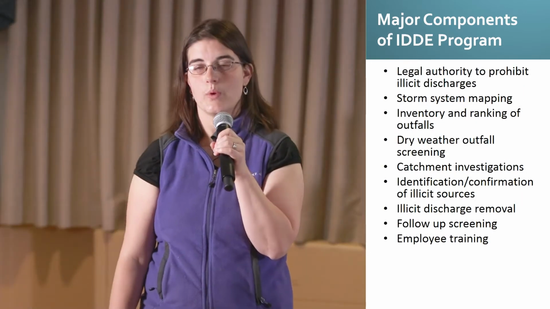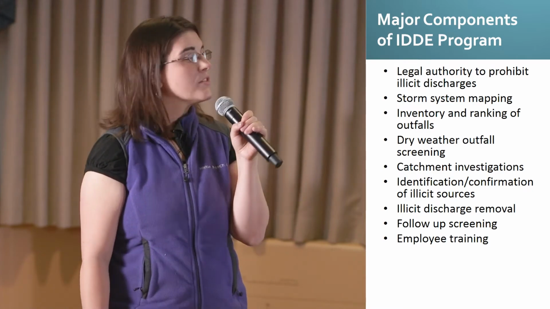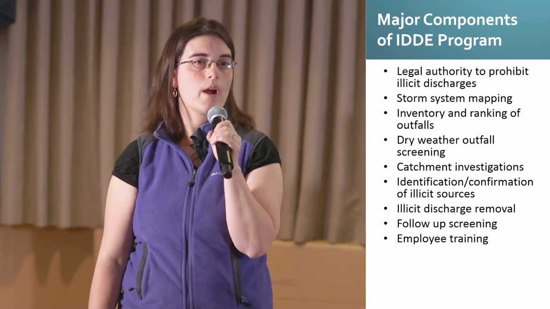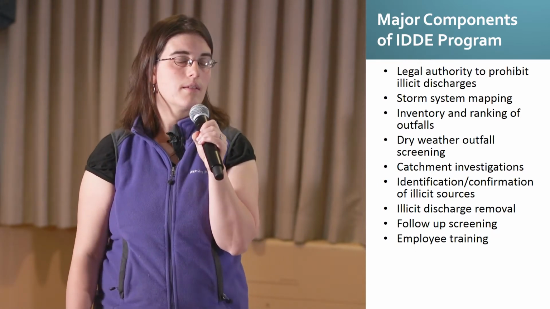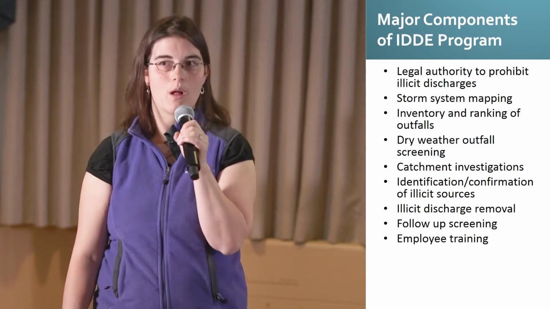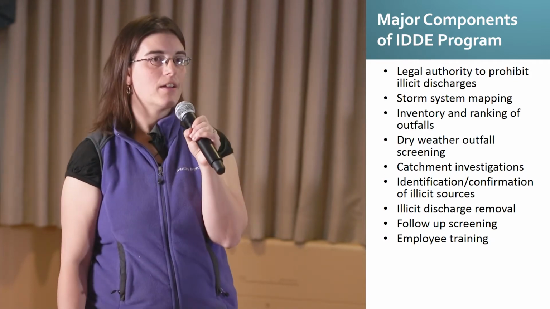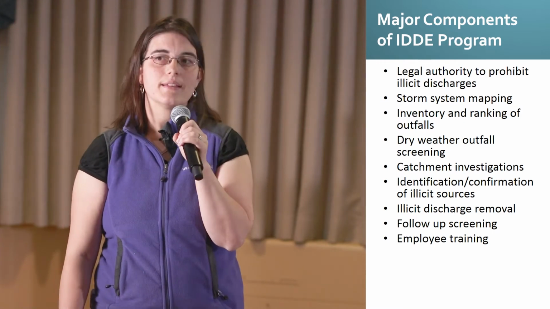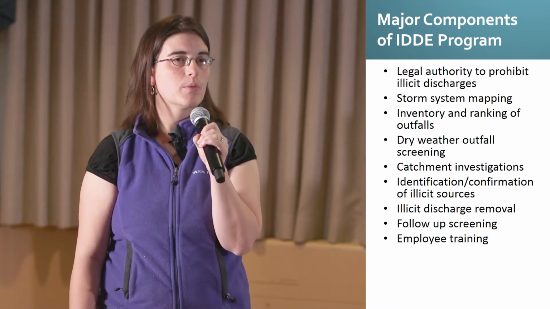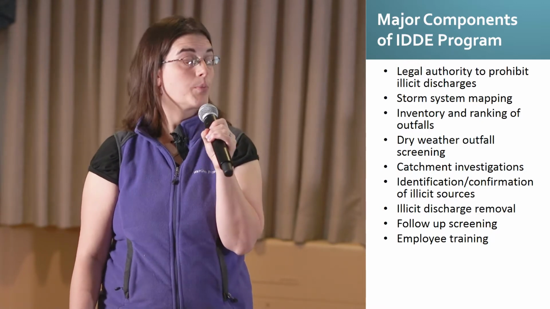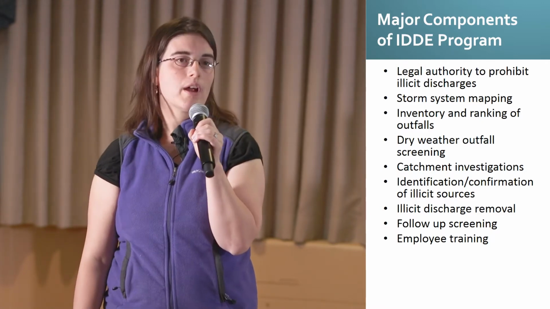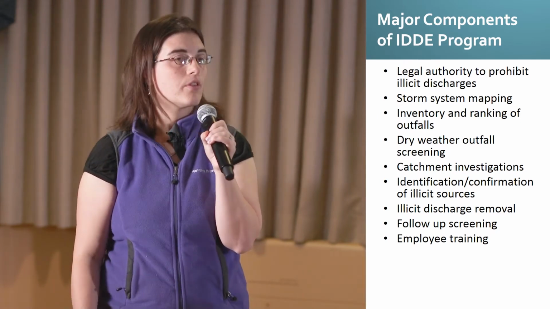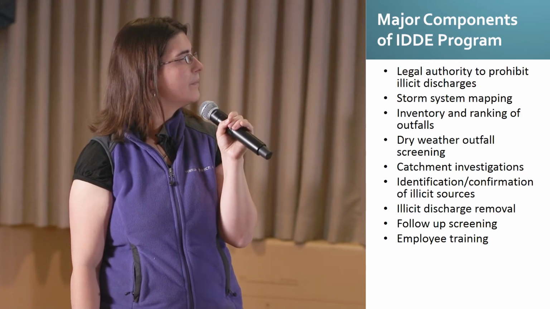So here are the major components of an IDDE program. First, you need to have a legal authority to prohibit illicit discharges, and this was a requirement from the 2003 permit, so hopefully you all have that in place and are implementing it. Stormwater system mapping is definitely a key portion of your program that will help you to implement your program. And that was also a requirement in 2003, but they've expanded the requirements significantly for the 2016 permit.